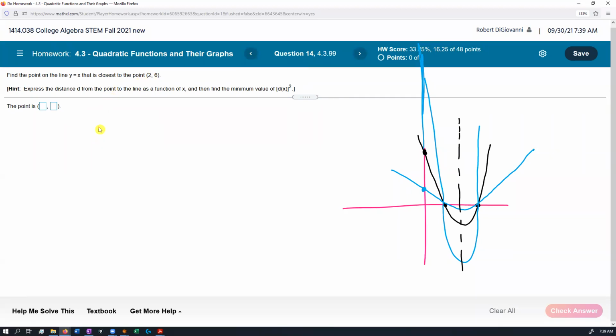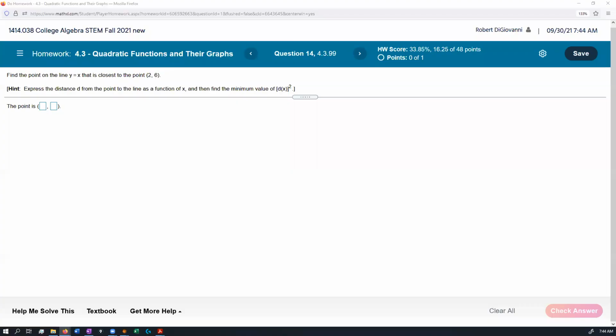Find the point on the line y equals x that is closest to the point (2, 6). Okay, for this one, this is actually a pretty cool problem, but it's not that easy. So let me draw you a picture of what we have here.